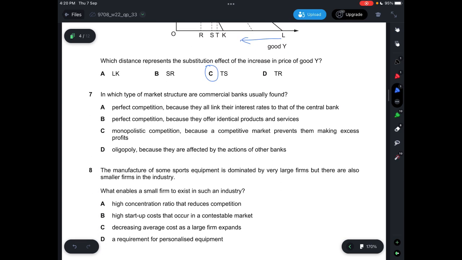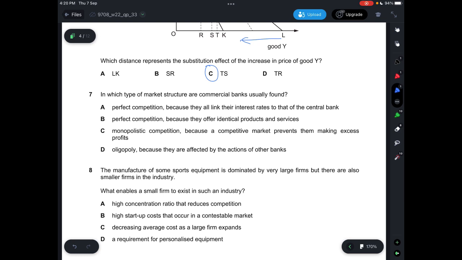Question 7, in which type of market structure are commercial banks usually found? Commercial banks are normally not numerous. In Malaysia, for example, there are not really a lot of commercial banks. There are only a few. So in an environment where there are only a few banks, they are actually an oligopoly.